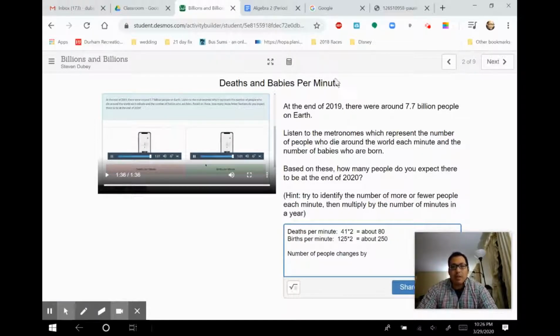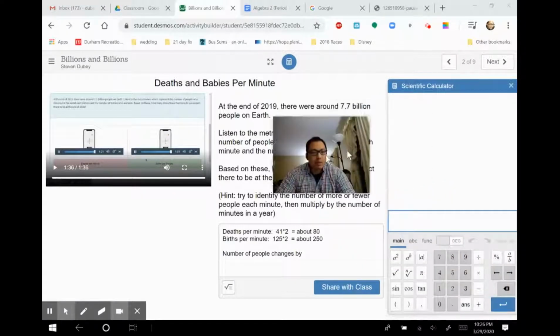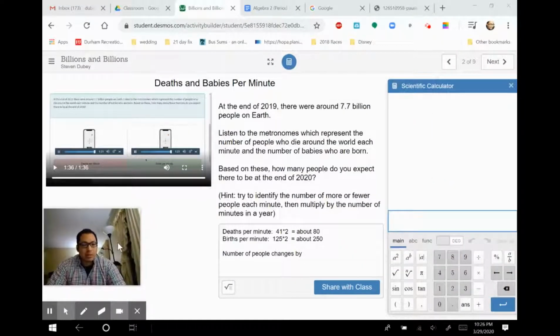And instead of grabbing a calculator, you can click on this little icon up here, scientific calculator, and it will bring up a scientific calculator. Let me move my screen for a second. Yeah, that's a better spot for me. You can use that if you don't have a calculator at home. So 250 minus 80 is 170.